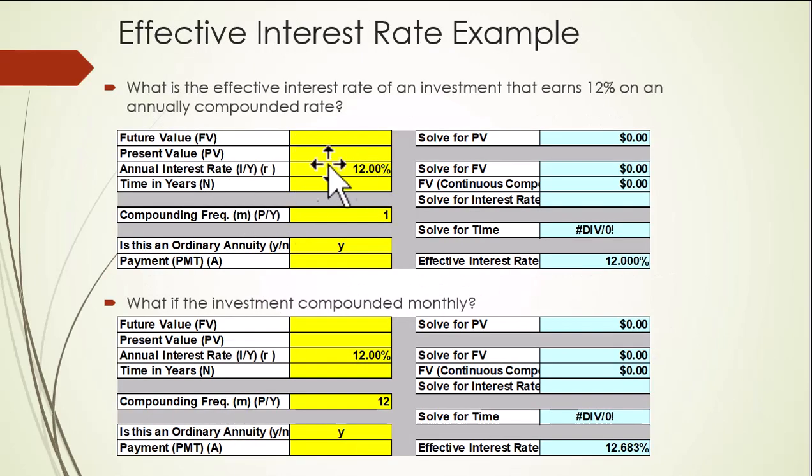So if we have a 12% interest rate compounded once a year, the effective interest rate is 12%. If we compounded monthly, 12 is the number you embed in the compounding frequency number. Now the effective interest rate is 12.683%. So I think it's better to see this with an example.